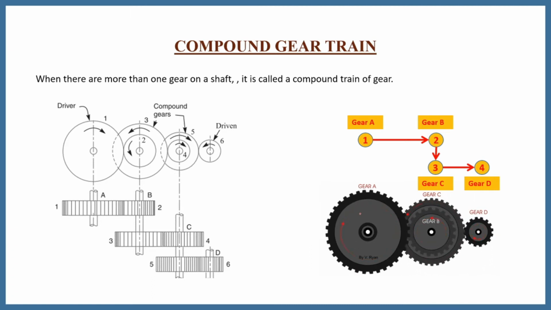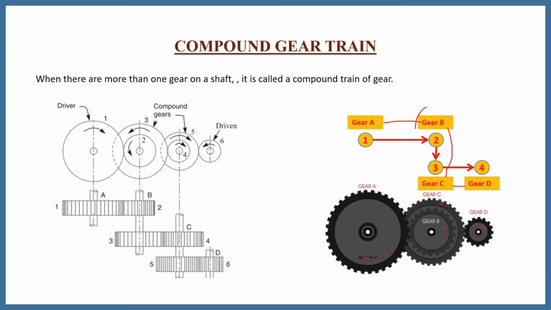Again, in this case, if we consider this animation here, from gear A, motion is given to gear B. From gear B, motion is given to its shaft, and through this shaft, motion is given to gear C, and from C, motion is given to gear D. If you consider this, from A, motion is given to B, from B to C, and from C to D.